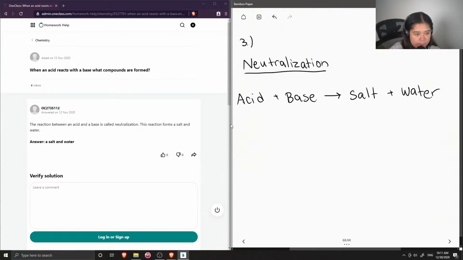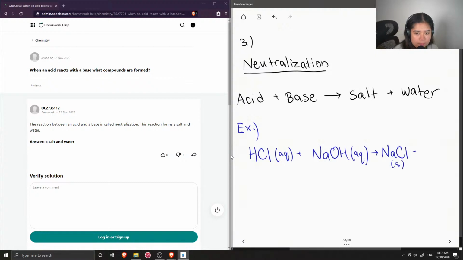Okay, so I'll show the most general, or the easiest, neutralization reaction. So let's say we had hydrochloric acid plus sodium hydroxide. This will form sodium chloride, which is a salt, plus water, H2O.